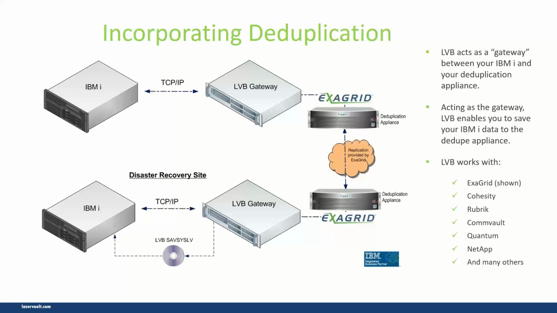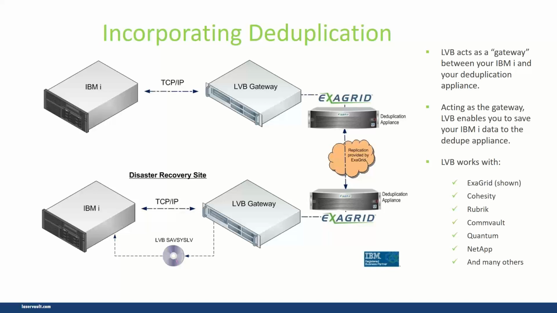Also, if you want to incorporate an existing deduplication appliance, this one is an example of using Exagrid, but we also work with Cohesity, Rubrik, Commvault, Quantum, NetApp, and many, many others. So if you have an existing backup appliance that does deduplication and replication, you can set up LaserVault to save to those appliances. And our VTL solution works the same way. We have a lot of customers using those backup dedupe appliances, and they're saving their iSeries data directly to those using the LaserVault VTL solution.